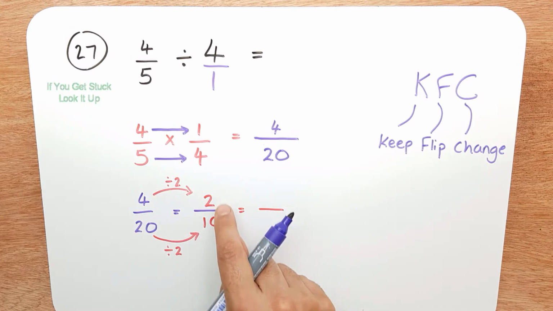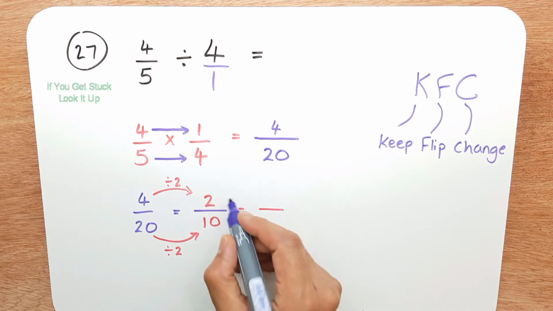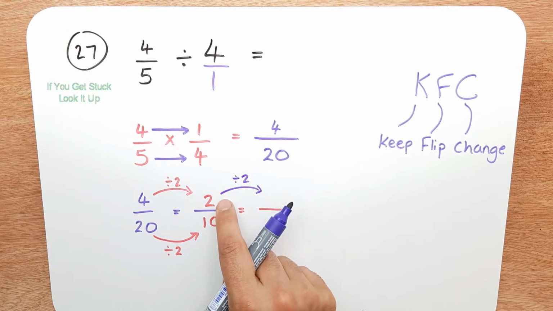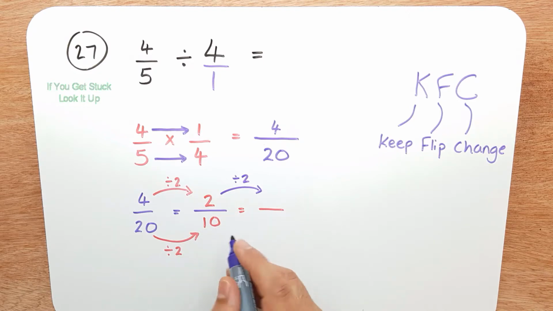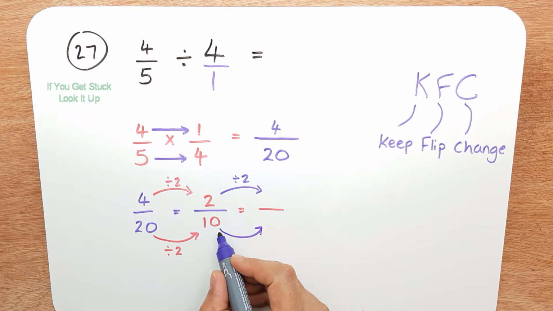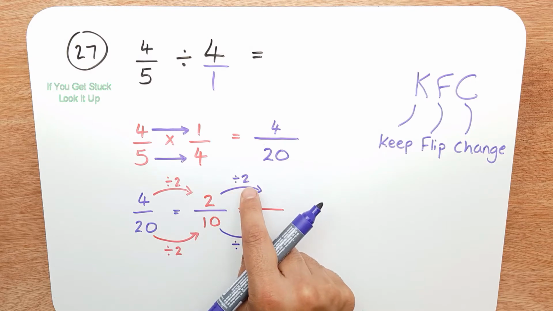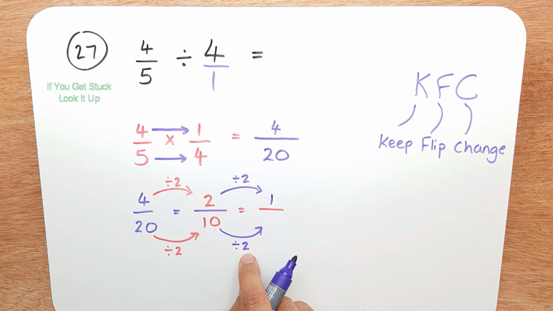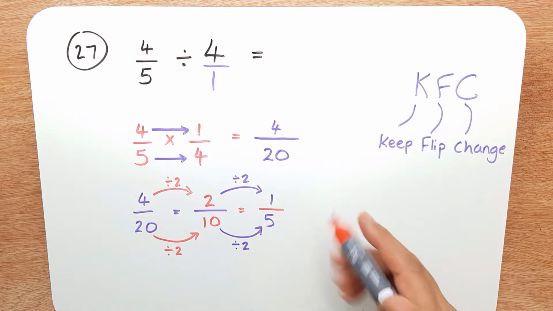Now what I have is 2/10, and I can see straight away that they're both in the 2 times table. So what I'll do is I'll divide the numerator by 2, and whatever I do to the numerator, I have to do to the denominator. I'll divide 10 by 2. So 2 divided by 2 is 1. 10 divided by 2 is 5. And it's 1/5.